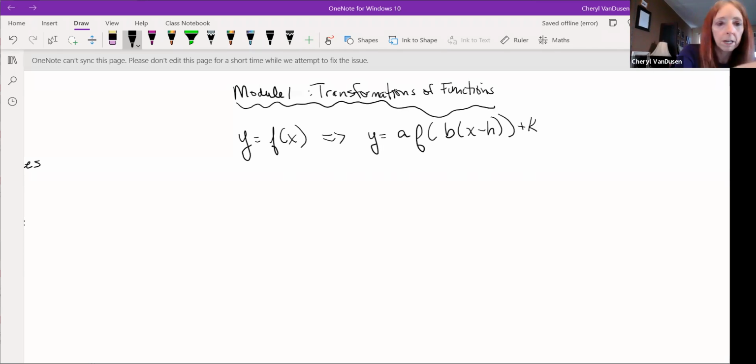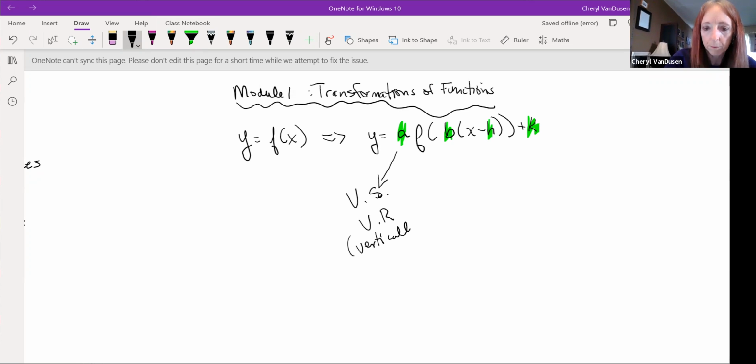And each of these letters that I'm going to highlight, the a, the b, the h, and the k, do specific things to a graph. So that's what I want to start as a bit of a summary. The a will vertically stretch and vertically reflect. Okay, so vertically stretch and vertically reflect. I'll write that in actual words this time, but normally I'll just back off to the shortened version. So vertically stretch and vertically reflect.